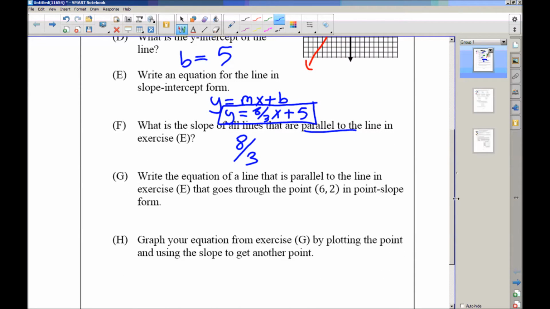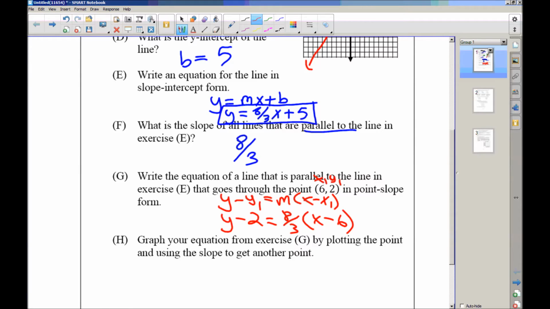So we're going to be parallel to that same red line and goes through the point (6, 2) in point-slope form. Okay, so point-slope form is y minus y1 equals the slope times x minus x1, where the y and x come from this point. There's point x1 and there's y1. So I'm going to do y minus, and the y coordinate was 2, equals the slope, which has to be the same slope because that makes it parallel, and then x minus the x coordinate, which was 6.